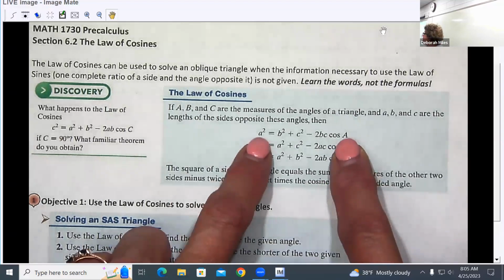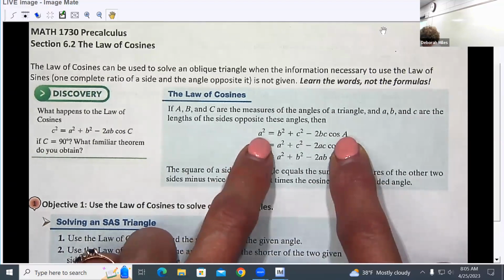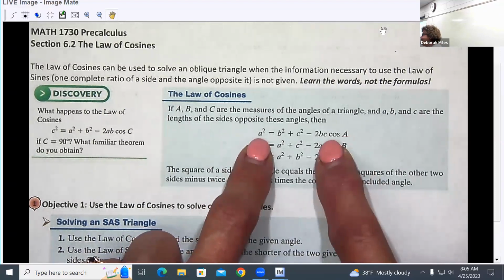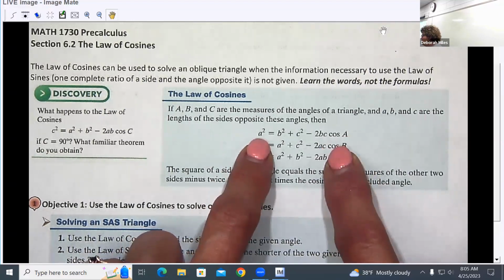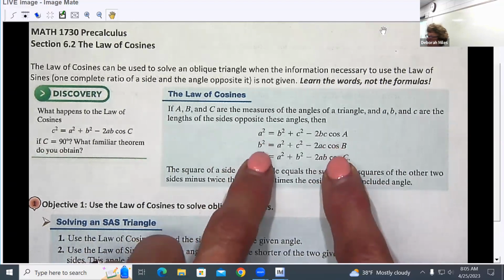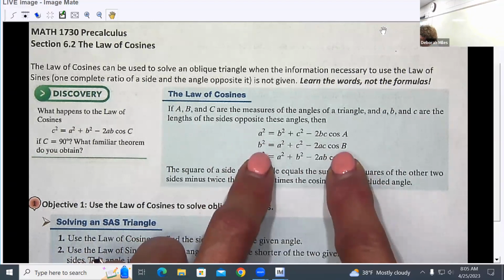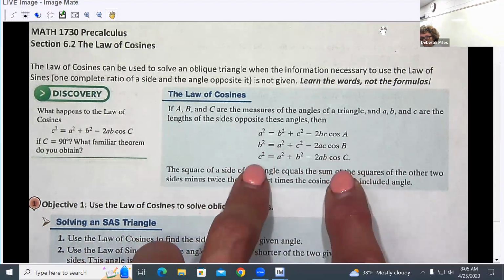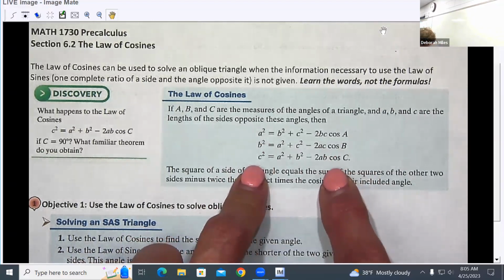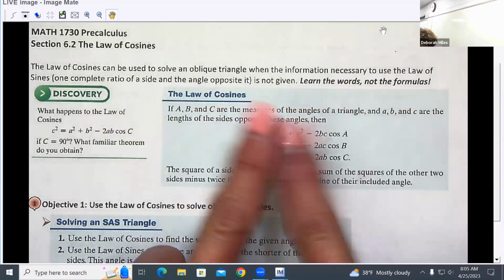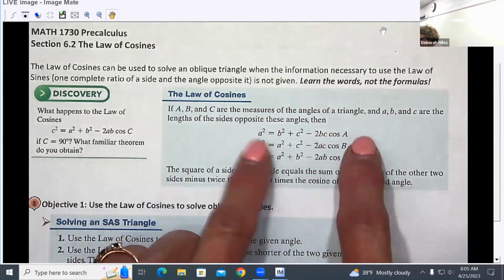If you start out on the left-hand side with side a squared, then on the right-hand side, you're going to have cosine angle A. If you start out with b squared on the left-hand side, then on the right-hand side, you're going to have cosine B. And if you start with c squared, on the right-hand side, you're going to have cosine C. So you remember that letters don't matter here. Let's just talk about the first one.